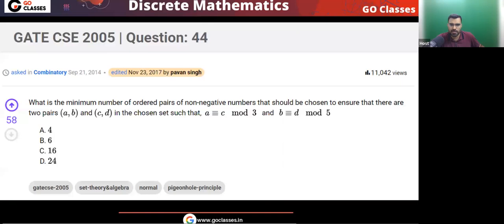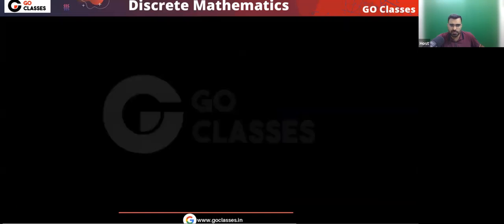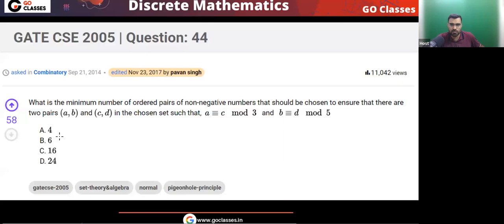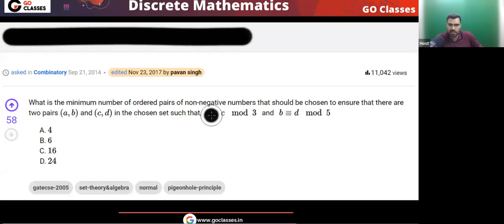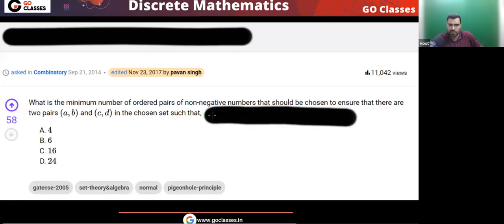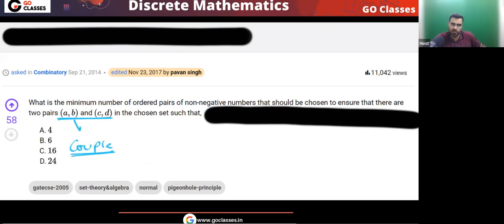Did you understand these 2 variations? Please tell me. Now let me ask you one more variation, an interesting one. You tell me the answer. We want this type of couple, and I'm saying that A should also be even and C should also be even.